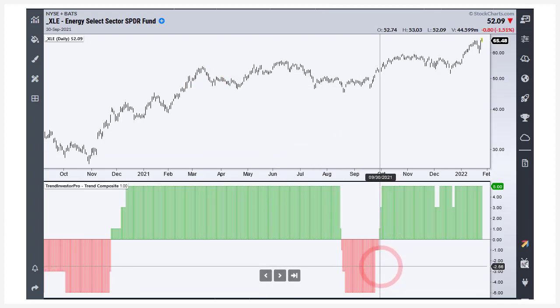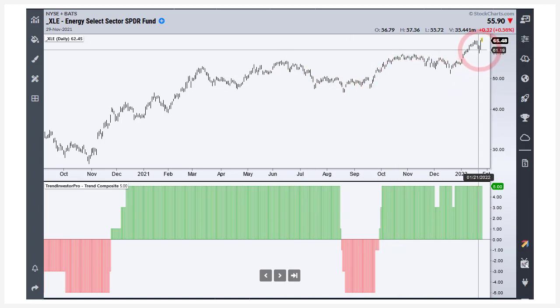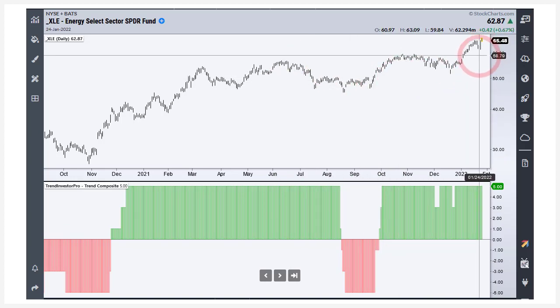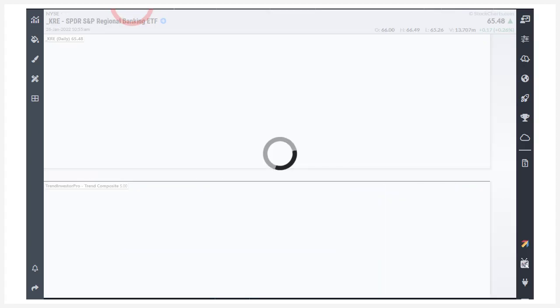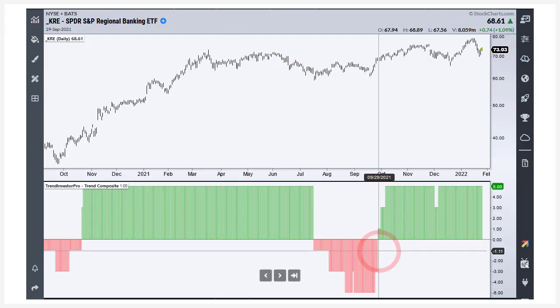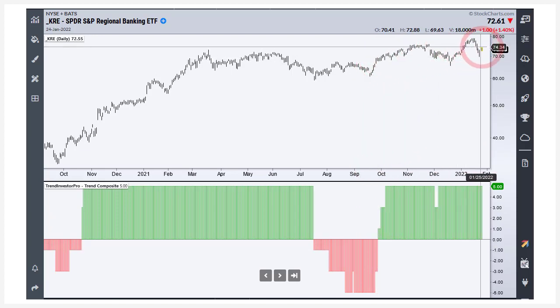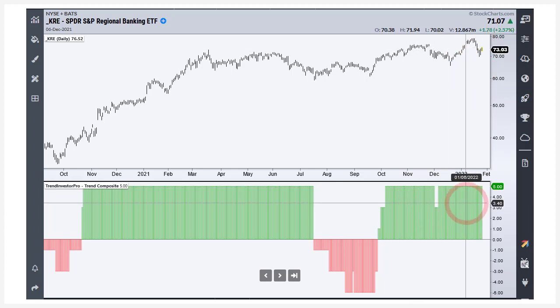Here's XLE turning bullish at the end of September. It got a breakout there, and it is near a new high, so it is clearly leading. And then if we look at regional banks, I believe they are on an uptrend signal. They also turned bullish at the end of September with a breakout there and are holding fairly strong right now. All 5 indicators are bullish.